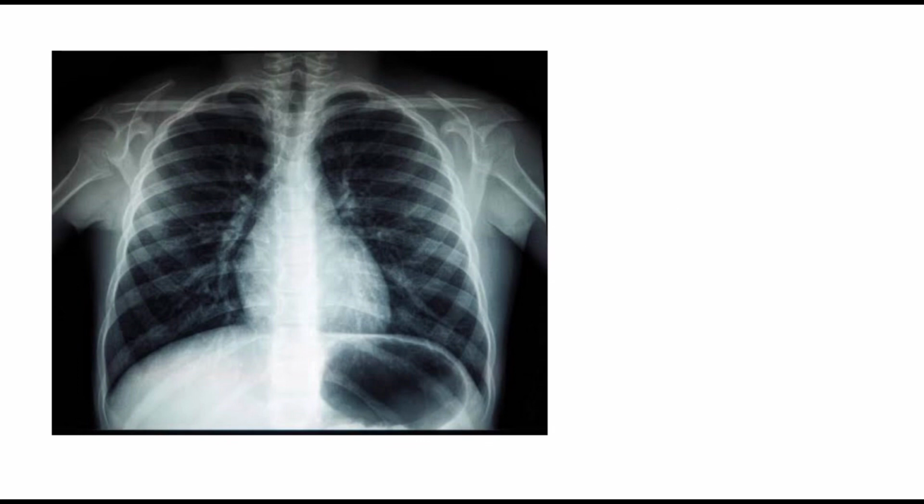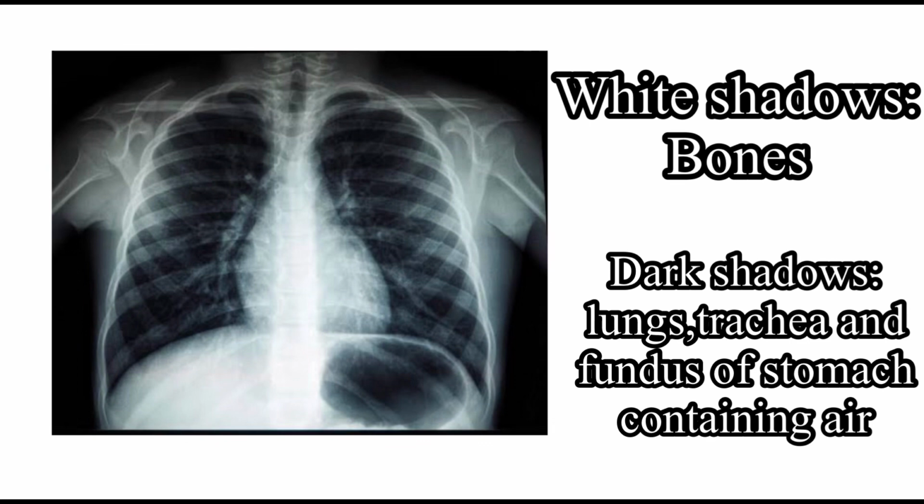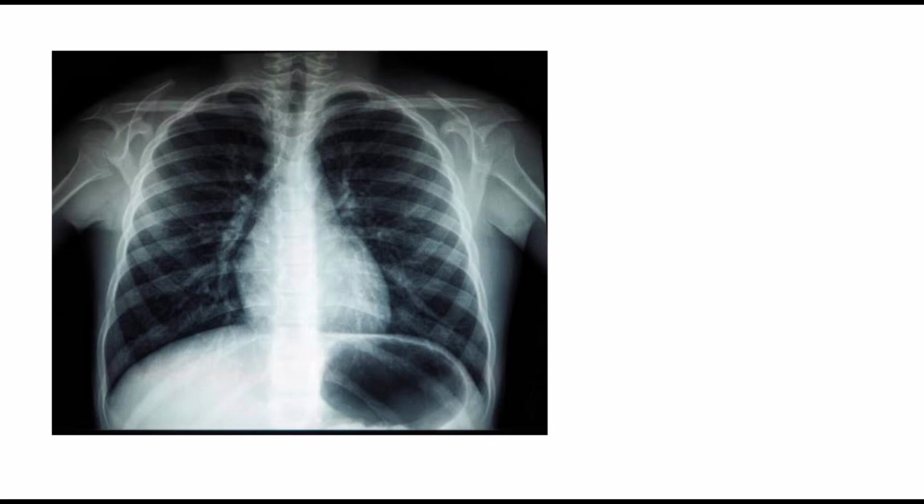In the radiograph, the bones appear white in color and they give radio opaque shadows, whereas the dark shadows that are seen are of the lungs, the trachea in the midline, and also the gas in the fundic region of the stomach below the diaphragm. This is because it is filled with air and hence it appears dark or radiolucent.